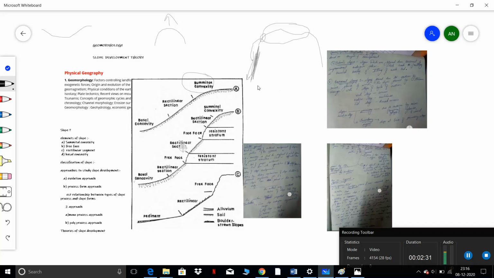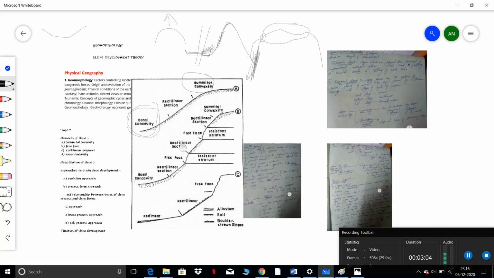Basal concavity. In basal concavity, what happens? The debris which comes from the top of the hill, through the convex section and the rectilinear section, will be accumulated here, provided there isn't any river here. Over a period of time, as it accumulates, it forms the concave portion. So it's called basal concavity.